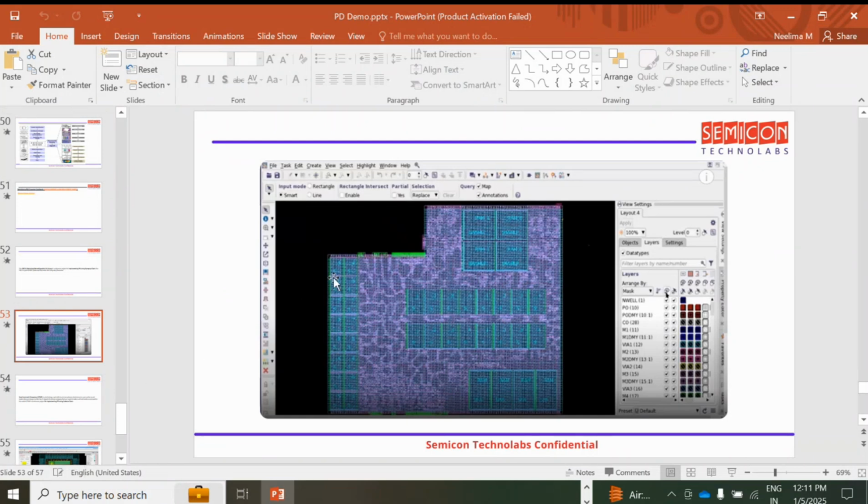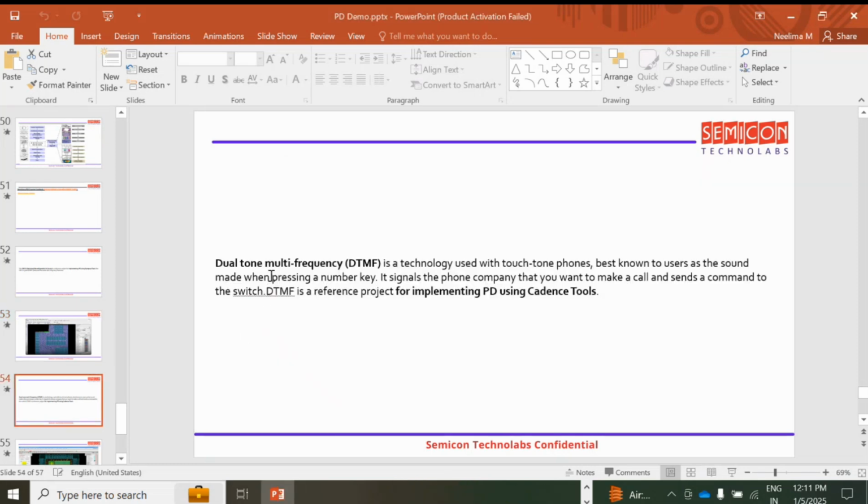So Arca top, the one which we saw, and then we have DTMF. DTMF is a Cadence project. DTMF full form is dual tone multi-frequency. DTMF is a technology used with touch tone phones, best known to users as the sound made when pressing a number key. It signals the phone company that you want to make a call and sends a command to the switch. DTMF is a reference project for implementing PD using Cadence tools.